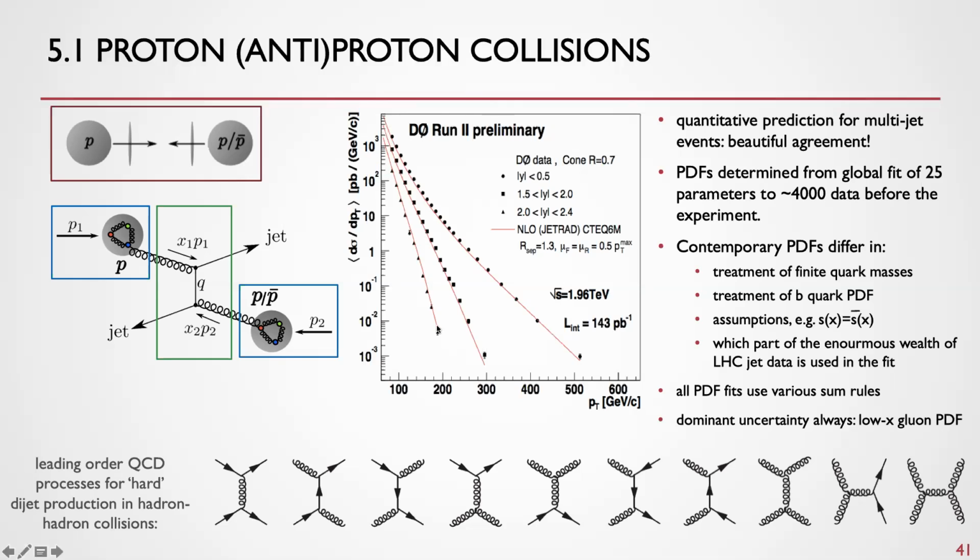So a collider project like the LHC is unimaginable without such predictions. It's impossible to design a search, for example, for the Higgs boson without knowing what the background is with digits, for example, as is shown here.